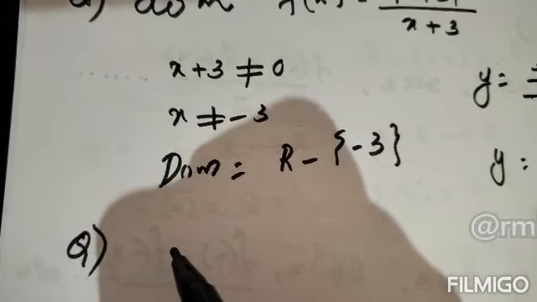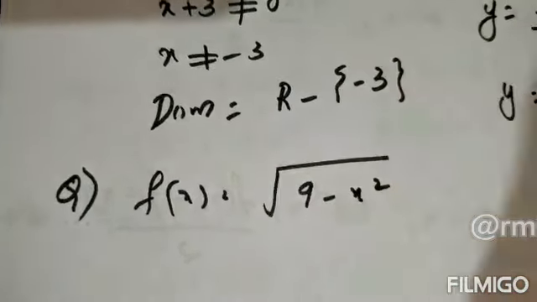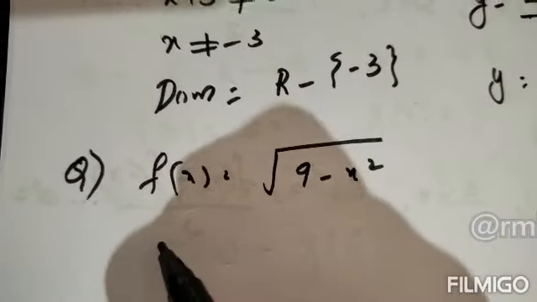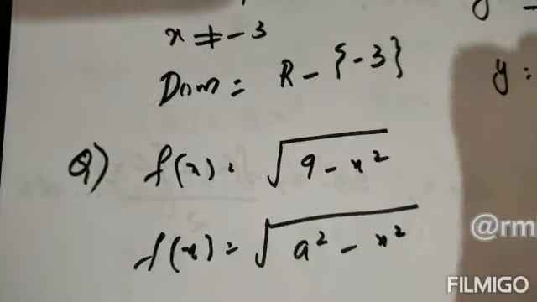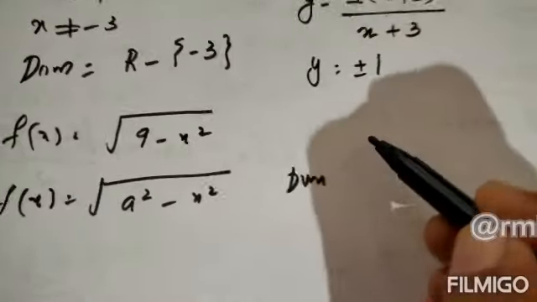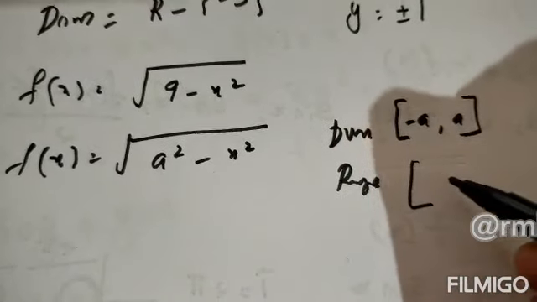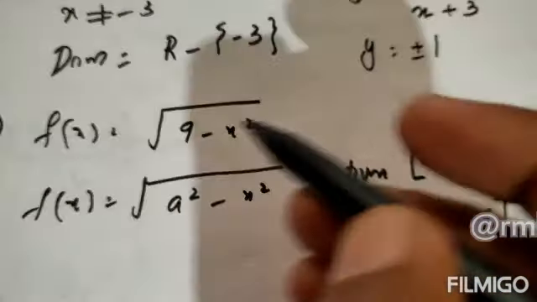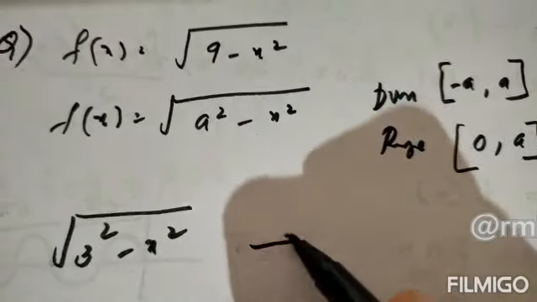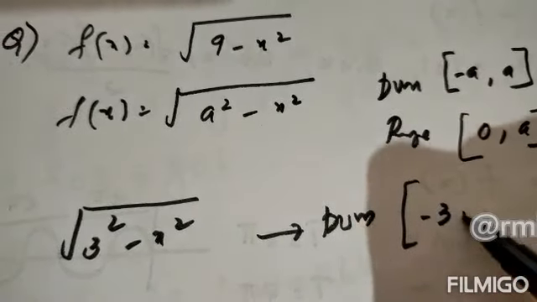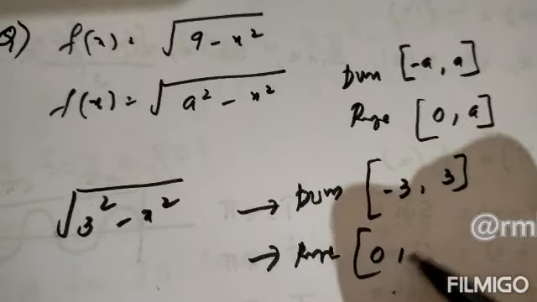Another question, f(x) = √(9 - x²). Find the domain and range. A function of the form √(a² - x²) has domain the closed interval [-a, a] and range [0, a]. Therefore, for √(3² - x²), the domain is the closed interval [-3, 3] and the range is the closed interval [0, 3].